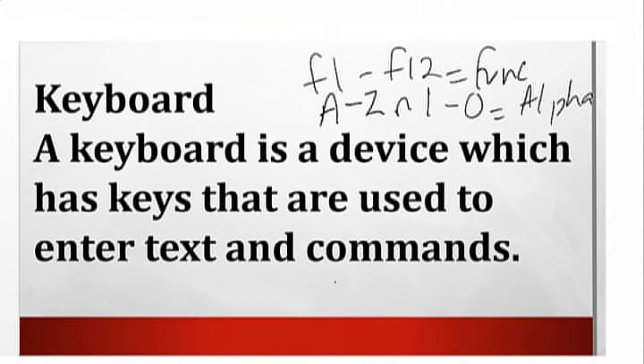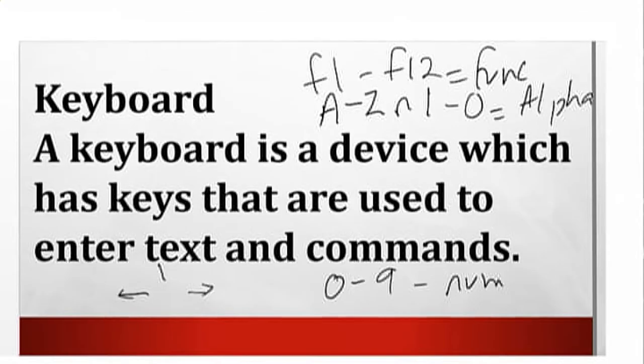Then we also have another portion that contains only the numbers, and this portion is referred to as the numeric keypad or the numeric section of the keyboard. Then we have the ones that have the arrow keys. They move up, down, left, and right. All these make up the arrow keys or the cursor control keys. Then we also have the feature that has the control, the tab, the shift, and the space bar. All these are called the special purpose keys.